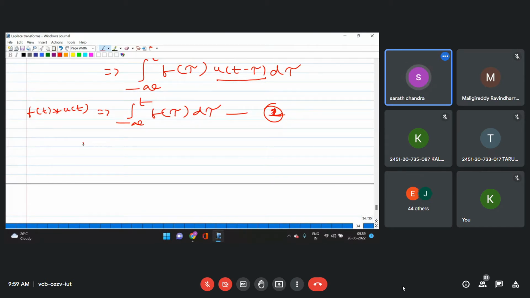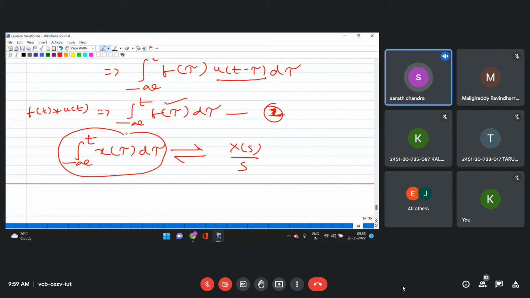What is the property? The property says the integral from minus infinity to t of x of tau d tau. Whether it is x of tau or f of tau, whatever it is, this is the same, right? So this must be X of s by s. Now equation 1 and the left hand side of this, both are the same or not? Whether it is x of tau or f of tau, whatever it is. Understood? Yes, sir. So equation 1 and the left hand side of this property, both are the same, isn't it?